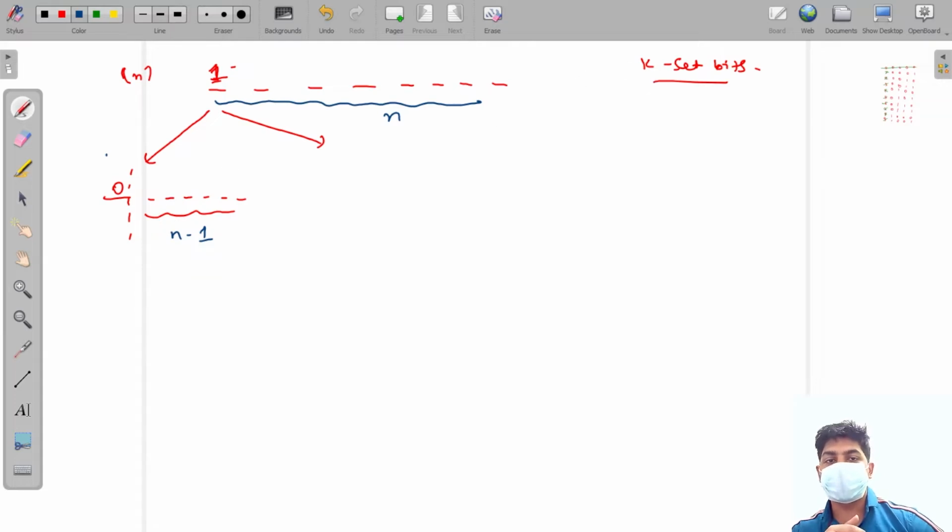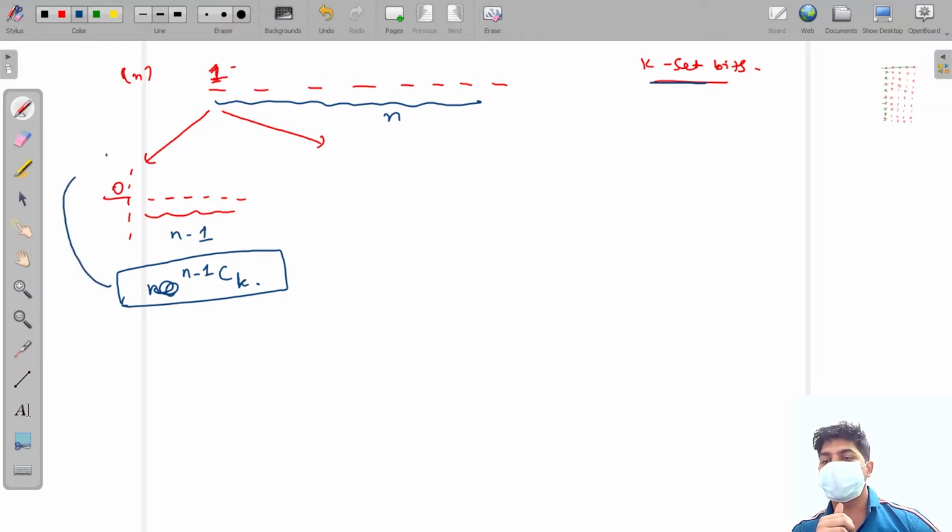But I want k set bits in my number, so I will place k set bits over here. And in how many ways can I place k set bits? I want to select k positions, so that will be n minus 1 choose k. So this is the answer from this part. If I set this bit as 0, these many numbers are there which I will be getting from this part.